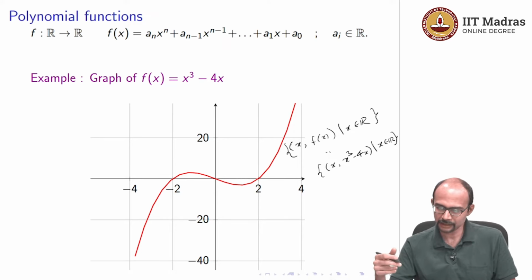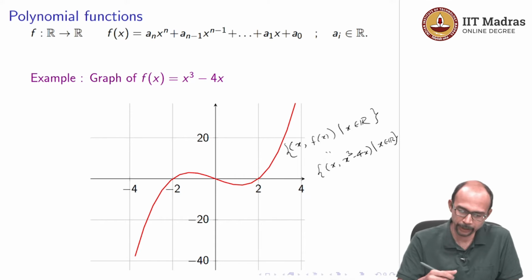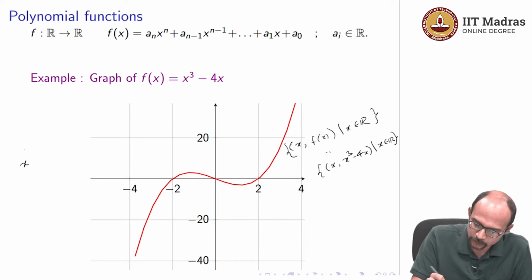Okay. Well, what else do we get from the picture? We can see that there are 3 points where it becomes 0. So, how do we find those 3 points? Well, you solve this equation. So, here is where the algebra kicks in.